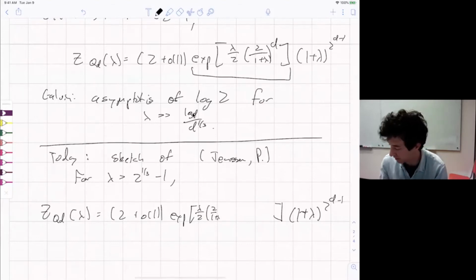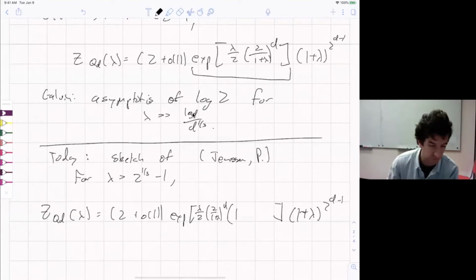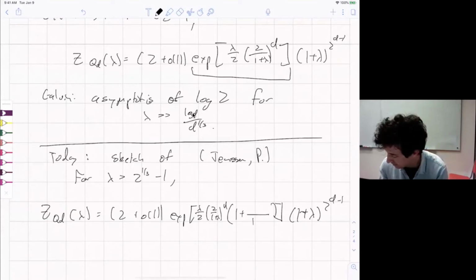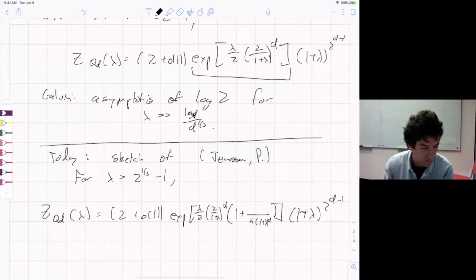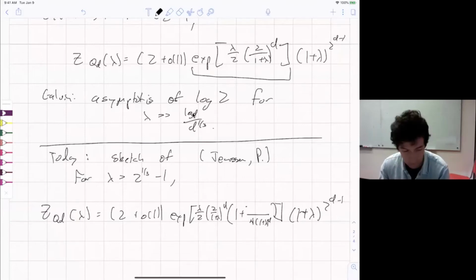And so, okay, I probably don't even have enough space to write this. It's some formula. Maybe I can. You can look in the notes. I'm going to write this in a messy way.